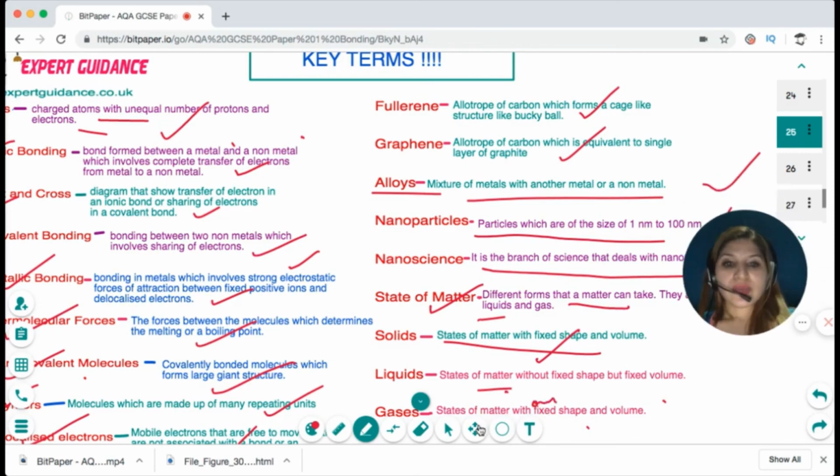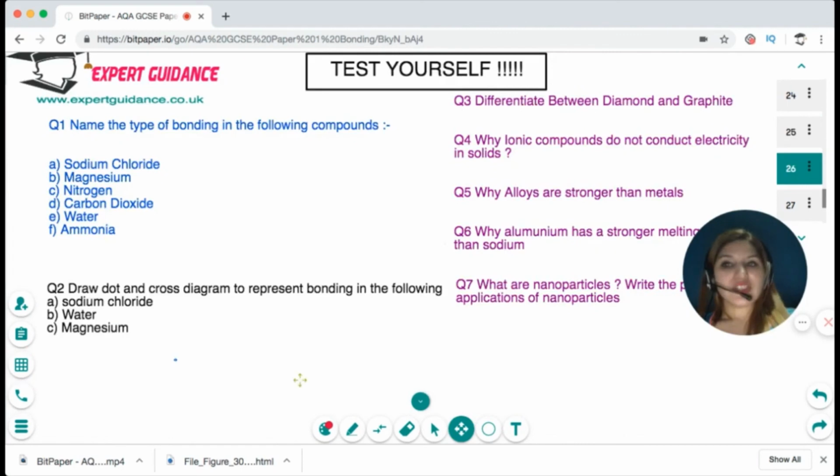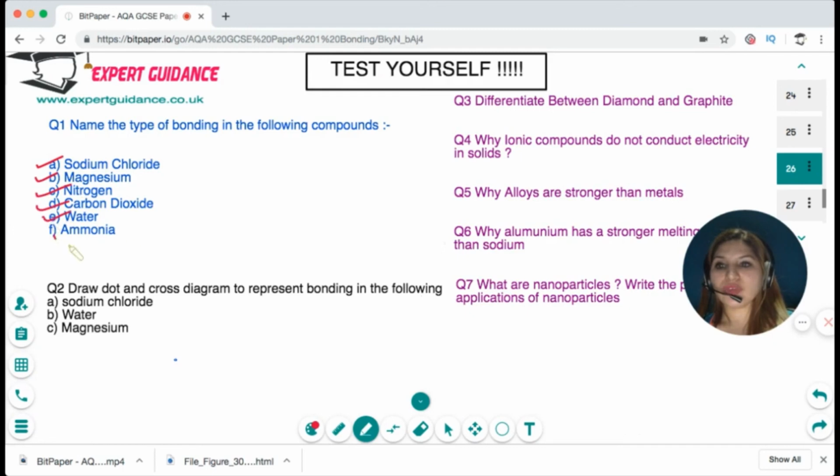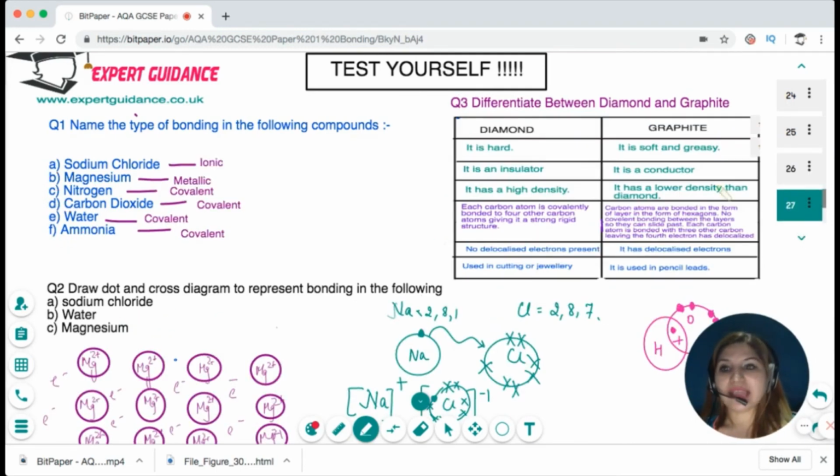Okay, so I hope this is clear to you. Next is test yourself. So you need to name the type of bonding in sodium chloride, magnesium, nitrogen, carbon dioxide, water, and ammonia. Draw dot and cross diagrams to represent sodium chloride, water, and magnesium. Differentiate between diamond and graphite. Why ionic compounds do not conduct electricity in solid. Why alloys are stronger than metals. Why aluminium has a stronger melting point than sodium. And what are nanoparticles, give their properties and applications.